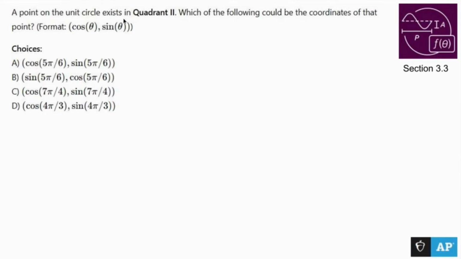A point on the unit circle exists in quadrant 2. Which of the following could be the coordinates of that point? And they want the format cosine theta, sine theta. All right, so let's draw ourselves a unit circle.